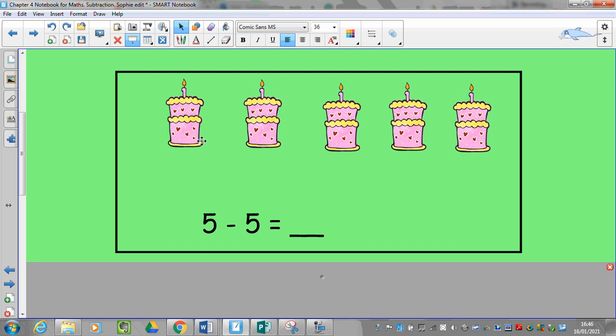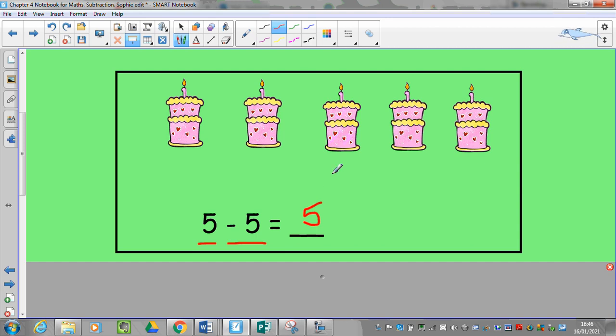So a question asked us about 5 take away 5, and it said the answer was blank. And some of you wrote that the answer was 5. 5 take away 5 equals 5. I'm going to prove to you that that cannot possibly be true. So we've got 5 as our whole number. That's our largest number. It always goes at the front of our number sentence when we're doing subtractions. And we are taking away 5.